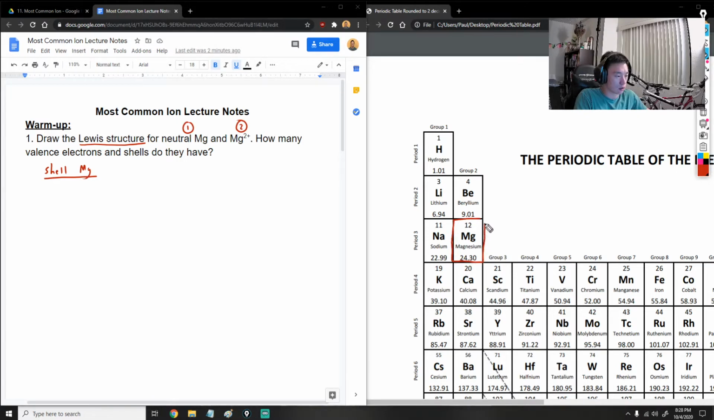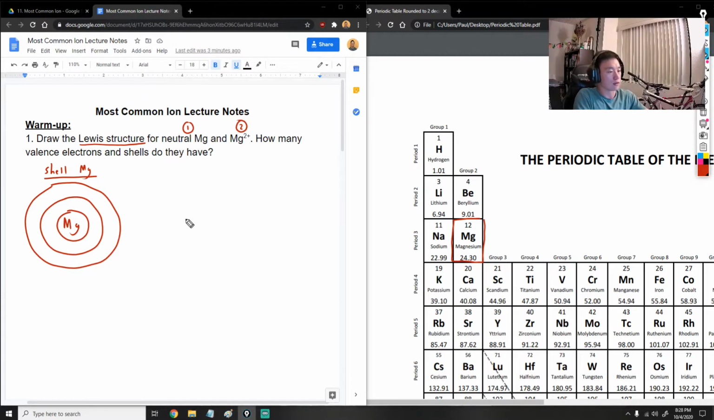It's in the third row, so that means it has 3 shells. So I have to draw Mg, and since it's on the third row, it's going to have 3 shells. We're going to draw 3 circles around it. So regular Mg has 3 shells. Now, for the protons, we know that it's 12 protons since it's the number 12 on the periodic table. And since this Mg is neutral, there's no charge. That means we have the same number of electrons.